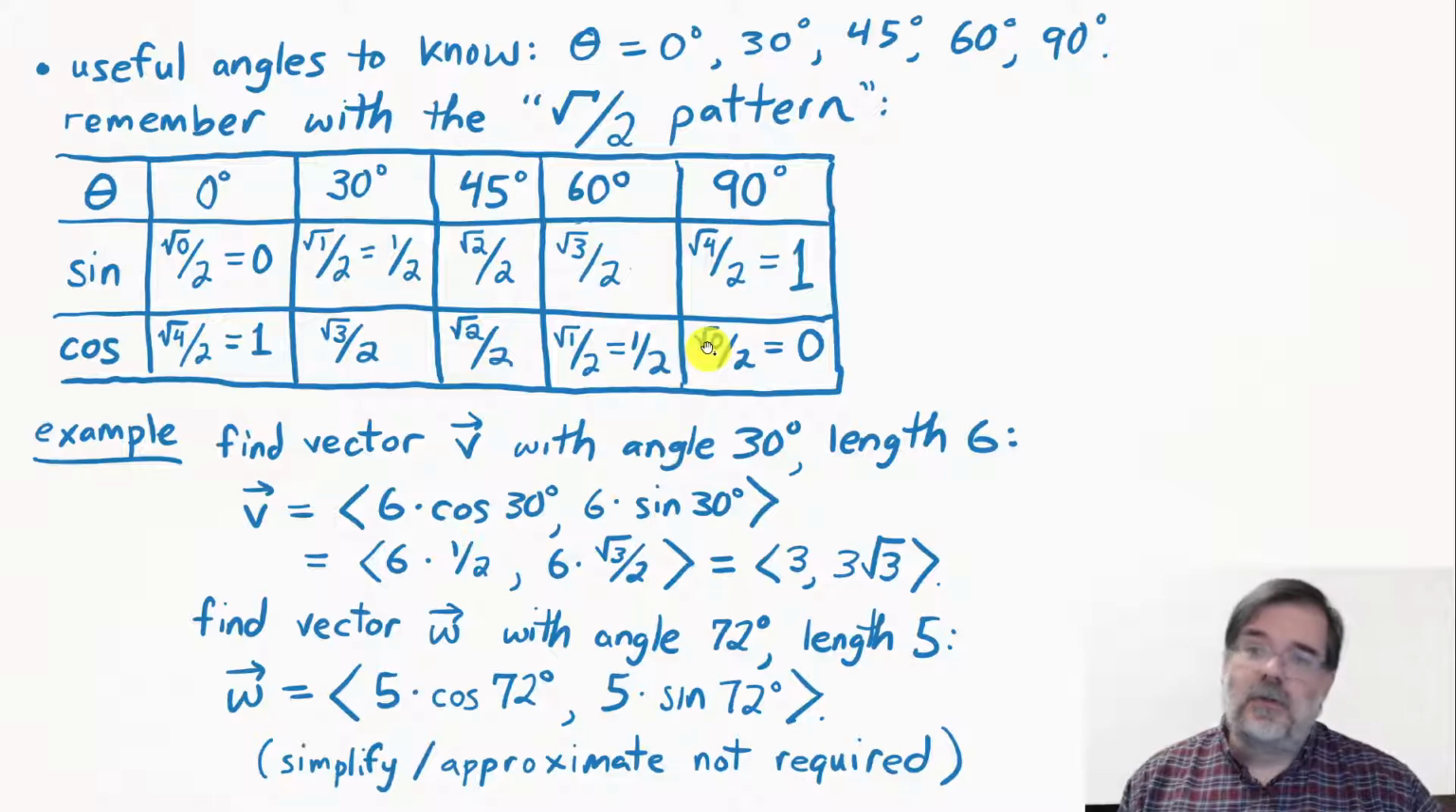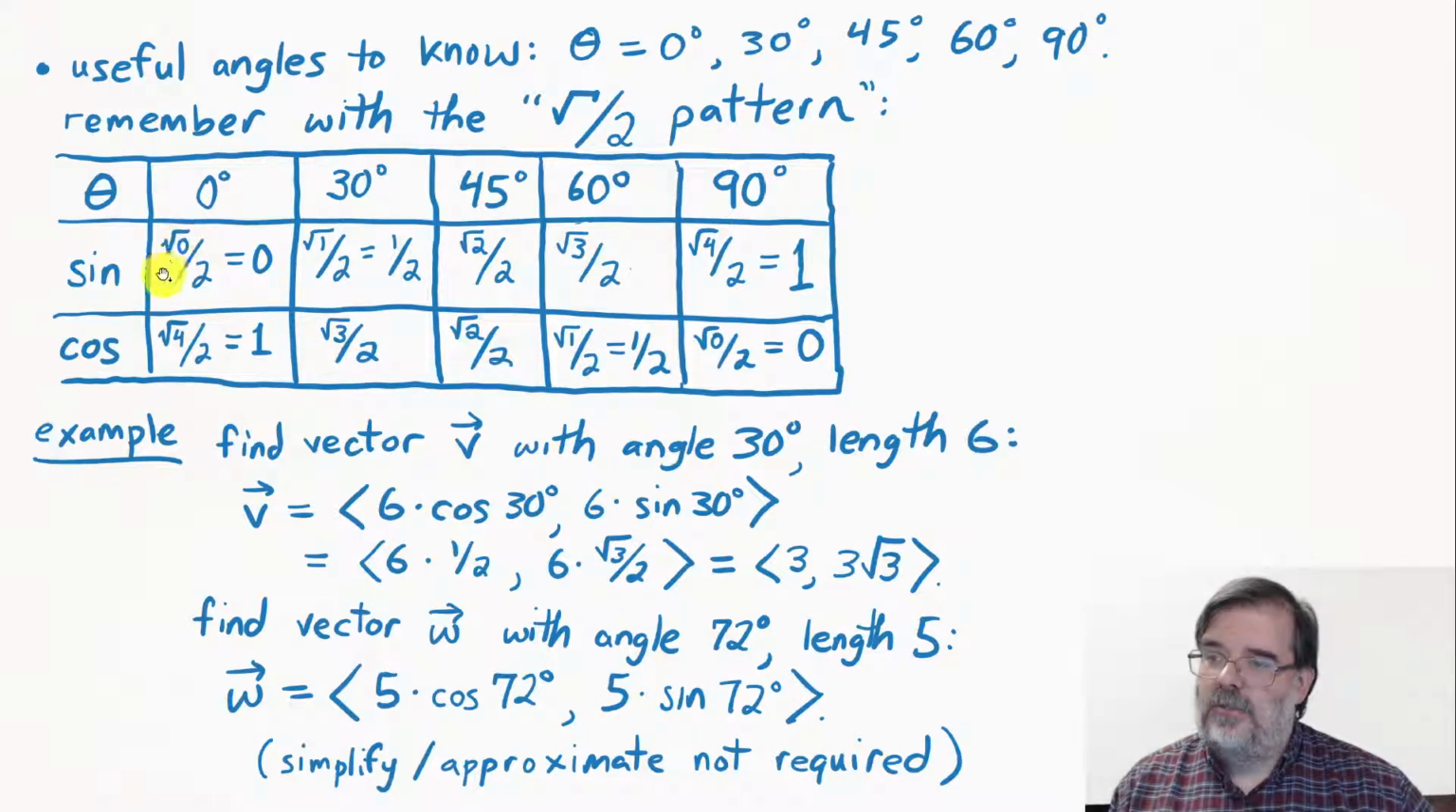And in some cases, you can simplify this. The square root of 0 is 0, so this simplifies to 0. The square root of 4 is 2, so this simplifies to 1. And the square root of 1 is 1, so this simplifies to a half. But I kind of like remembering it with this pattern. Sometimes it'll help you make your problems a little bit simpler.